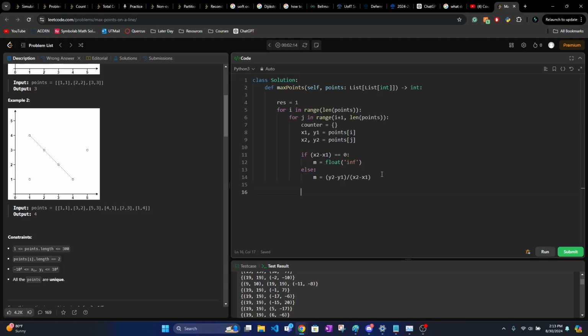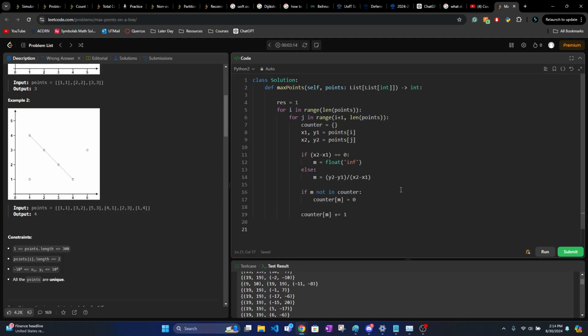Okay, so now we've calculated the slope between the 2 points. So we also want to check if the slope is in counter. If m is not in counter, then we shall initialize it. Counter[m] is equal to 0, and then we can just do counter[m] plus equals 1. So now we've compared one point to all the other points and gotten the slopes and how many points have the same slope to that point.